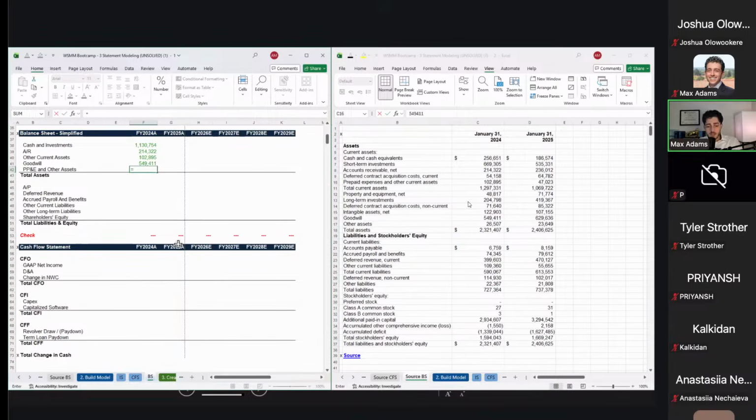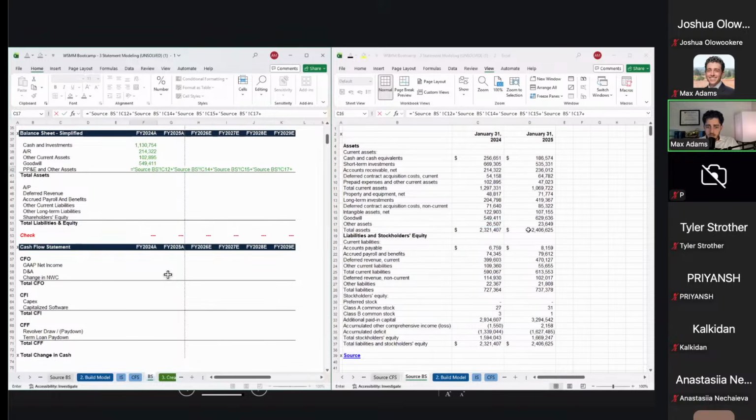And so PP&E is going to be the property, plant, equipment. And then I'm just going to add in a bunch of other stuff as well. Let's take a look. We probably want to add in some of these deferred contract costs, and then the intangibles. We probably want to add in this other long-term assets type thing.